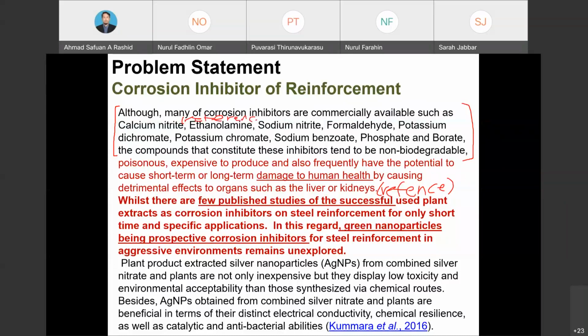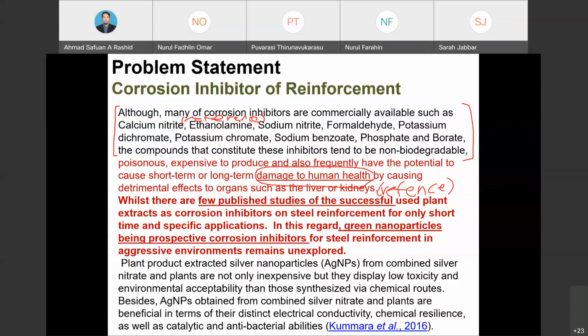It means that you refer to someone else's paper. Especially to produce, and also frequently have a potential to cause short-term or long-term damage to human health. So that is the problem, by causing detrimental effects to organs such as the liver or kidney. So this is the problem. So this method would help.